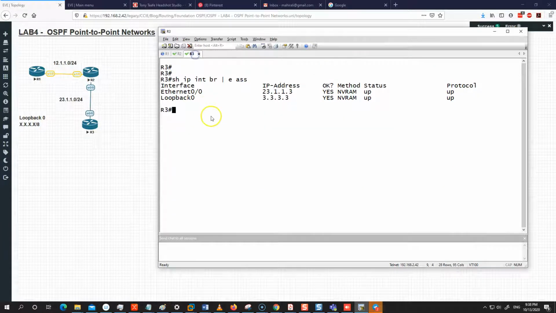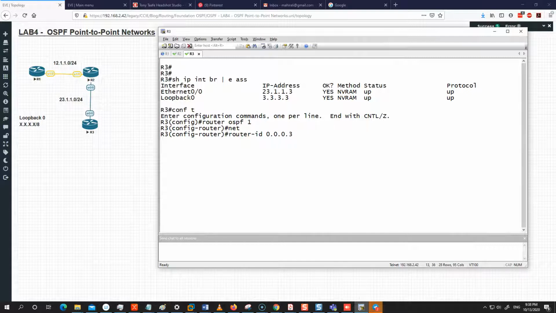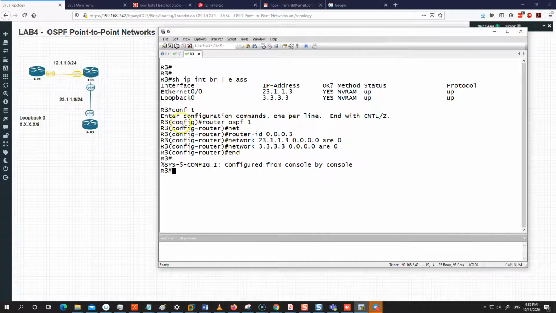Let's do router 3 quickly. First I'll do the router ID, and then network 23.1.1.3 in area 0, and then 3.3.3 in area 0, and there you go. So we'll just wait for it to have a neighbor relationship, and then we'll be right back.